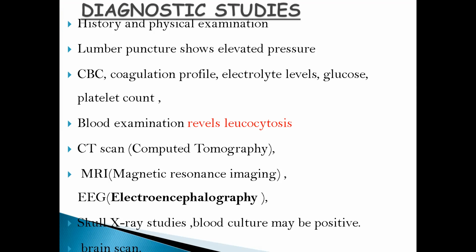Okay, in the physical examination, as we've seen, there are signs and symptoms like positive Kernig's sign, Brudzinski's sign, or maybe nuchal rigidity, photophobia, and phonophobia. All of these can be found. Then the lumbar puncture shows the elevated pressure. Then the blood examination reveals leukocytosis. CT scan, MRI, okay, and the EEG also can be seen. Then the CBC, coagulation profile, electrolyte levels, and the glucose and platelet count.